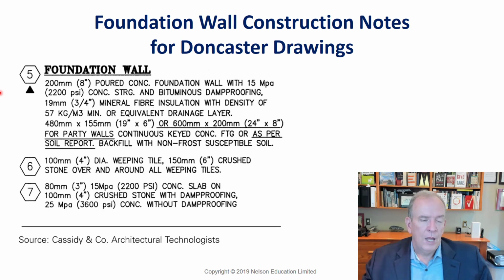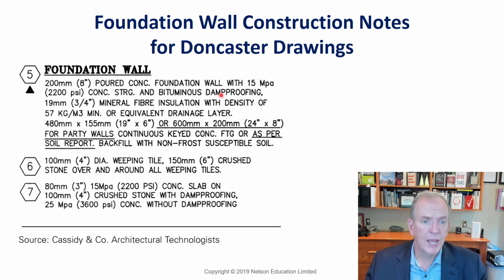All right, in your drawings you'll have construction notes, or a set of specifications that you'll need to look at that will give you detailed information about the foundation. In this particular example, it's telling me the thickness of the wall. It's telling me the strength of the concrete, 15 MPa, megapascals, 2,200 PSI, pounds per square inch. Of course, in Canada, we're dealing with both metric and imperial, so we've got to get used to dealing with both.